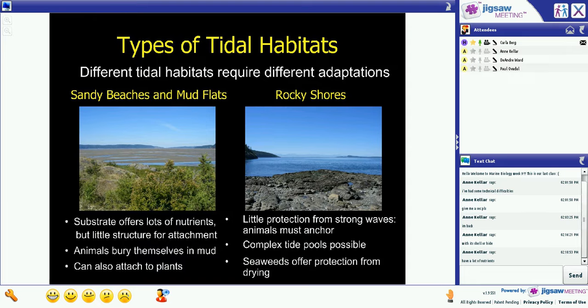And if we look at the rocky shore on the right, there is little protection from strong waves. So the animals must anchor themselves. A lot of times, if you have a rock in a rocky shore, the animals will be all attached to the side of the rock that is closest to the beach, because this usually provides more protection from the strong waves. There are complex tide pools possible, like I just explained, and the seaweed offers protection from drying. So animals that don't want to dry out, like let's say a crab, if he crawls up underneath a piece of moist seaweed, the seaweed will stay wet until the next high tide and help protect the crab from drying out.